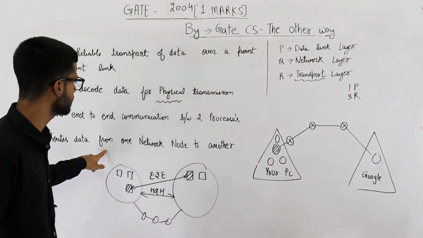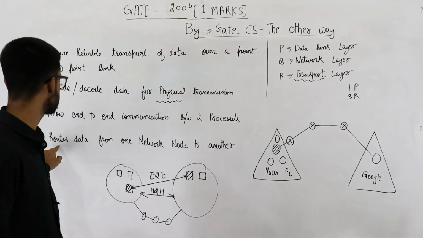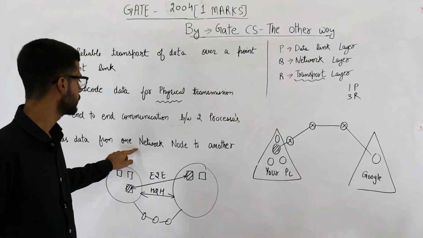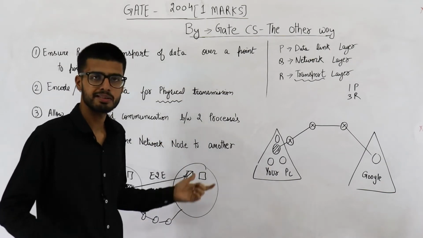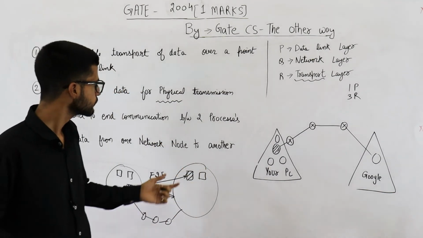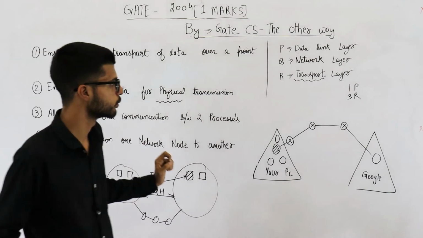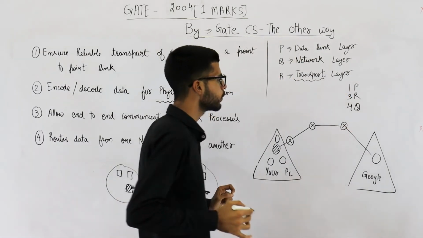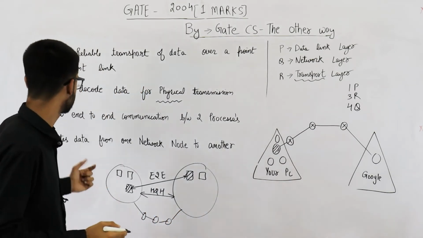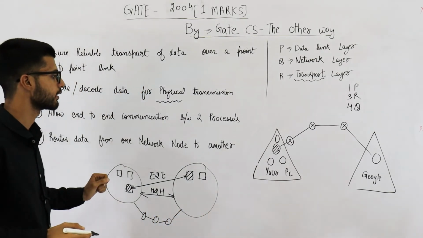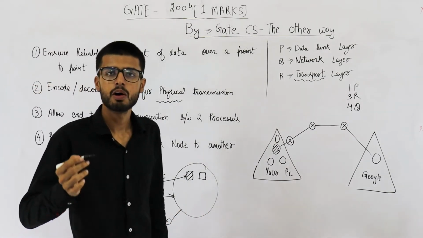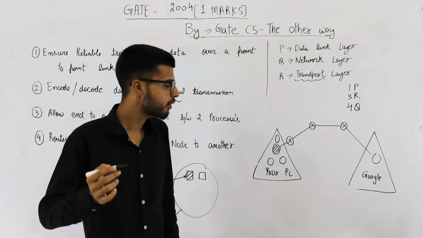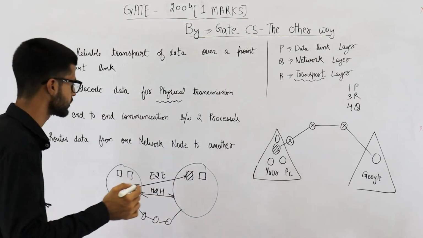Routers from one network route data from one network node to another. Okay, this is done by the network layer. That means 4 matches to Q. It is 4Q. What is the meaning of route data from one network node to another? They're actually talking about forwarding a packet, or the process of switching.